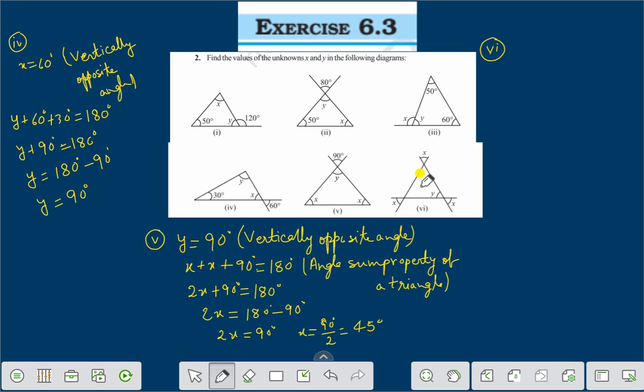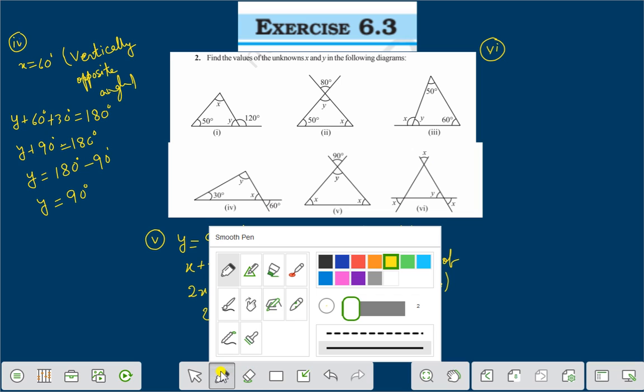Now question number 6. Here you see this is question number 6. This is the value of x, and this is the value of y. Therefore, we write it like that.